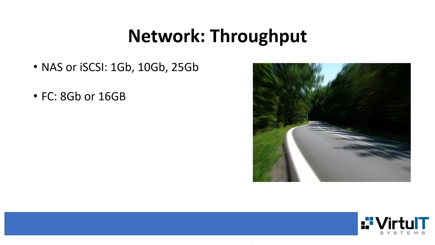So last but not least, and I think sometimes this aspect gets a little bit ignored, it's very important to also size for your network throughput. Now, if you're doing NAS or iSCSI, you can look at 1 gig and 10 gig and soon even 25 gig options. And in Fiber Channel, we have 8 gig and 16 gig.